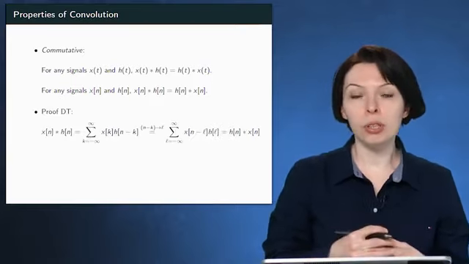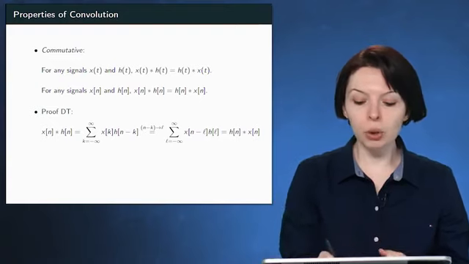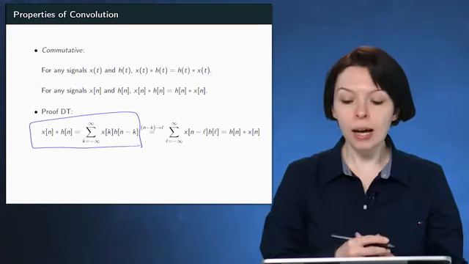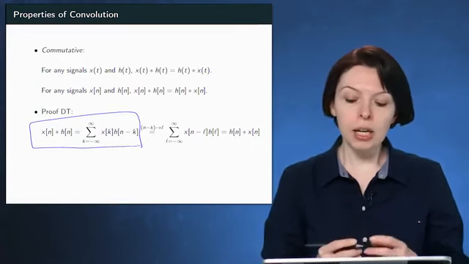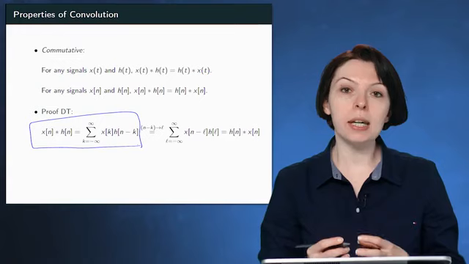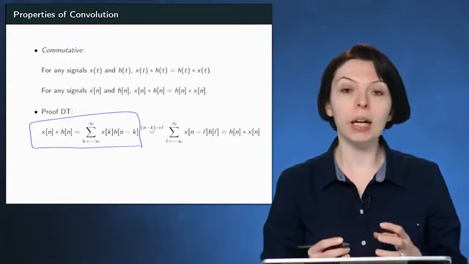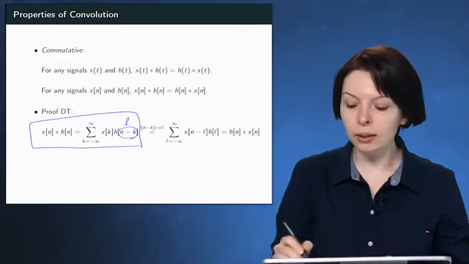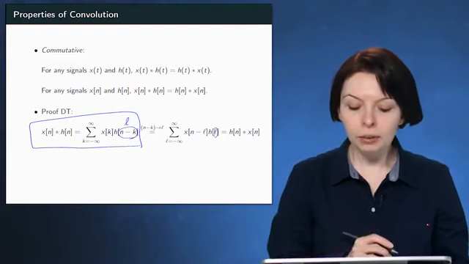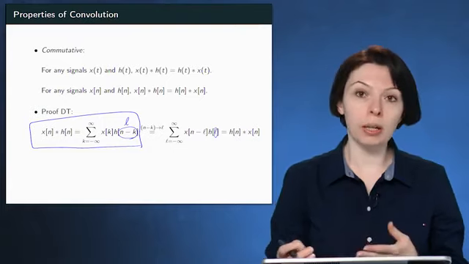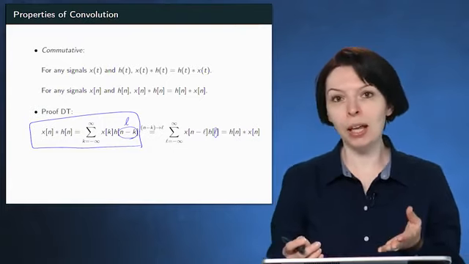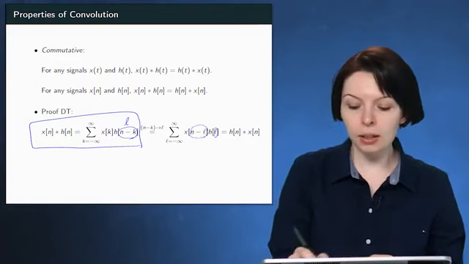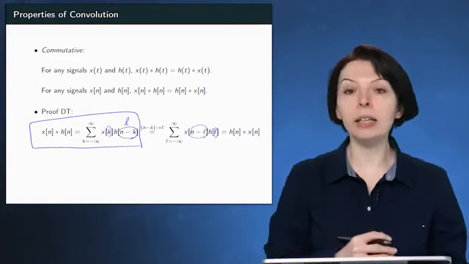Proof, I provided the proof for the discrete time case. So I wrote the discrete time convolution equation in here. You had this before. And then we can do a change of variables. I can change n minus k to L. So whenever I see n minus k, I'm going to replace it with L. I see it in here, so this is going to be changed to L, as you can see. And then k is going to be equal to n minus L. If n minus k is equal to L, then k is the same as n minus L. So I replace k with n minus L in here.